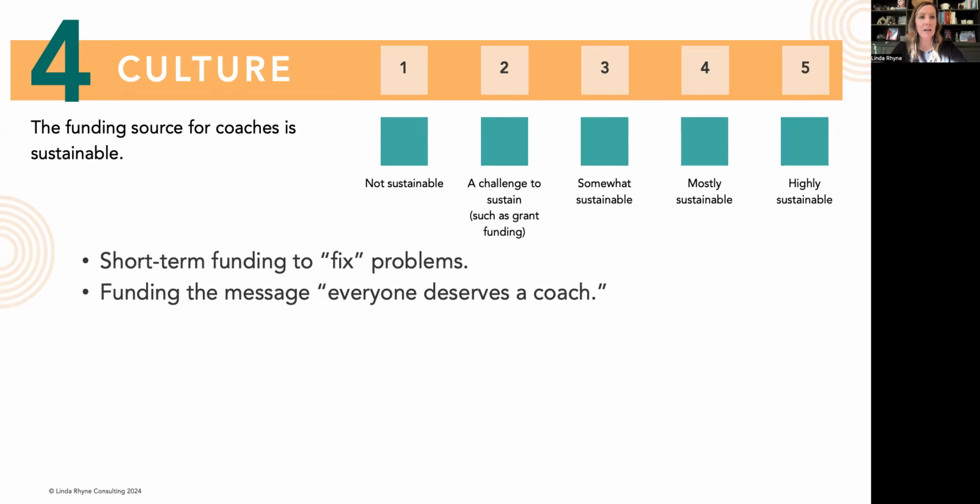Okay, last indicator here. It's a short one. The indicator states the funding source for coaches is sustainable. Okay, and we go from 1, not sustainable, to 5, highly sustainable.